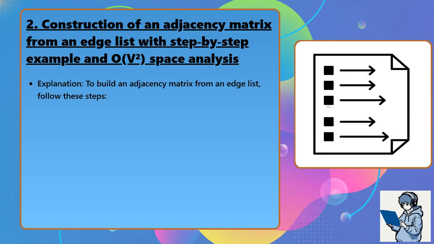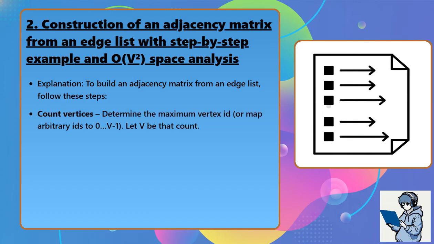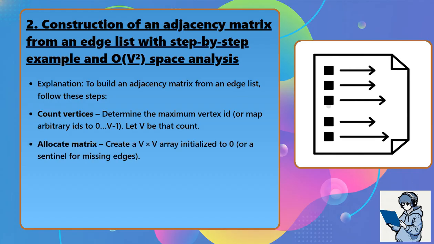To build an adjacency matrix from an edge list, follow these steps. Count vertices: determine the maximum vertex identifier, or map arbitrary identifiers to 0 to v-1. Let v be that count. Allocate matrix: create a v times v array initialized to 0, or a sentinel for missing edges.